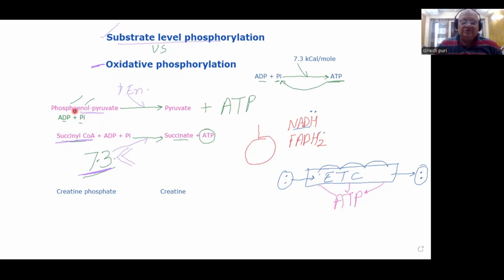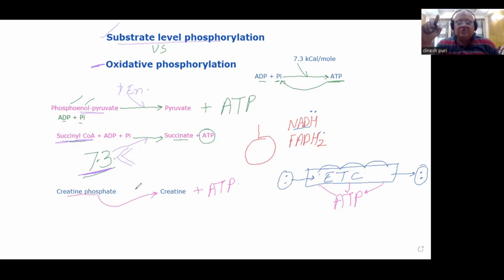So in contrast to substrate level phosphorylation, it is much more lengthy, much more tedious, much more complex, but more rewarding also. Finally, just a viva question. Can you call it substrate level phosphorylation? Yes, because creatine phosphate is a super high energy compound. So it can generate ATP from ADP and phosphate.